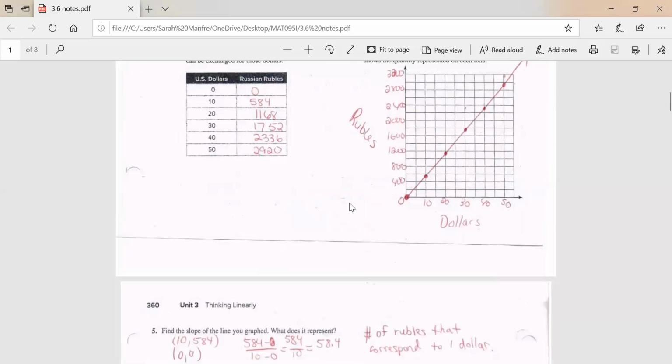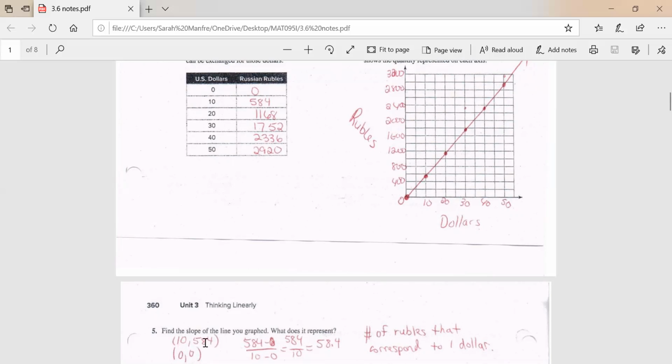All right, so question 5 down here says find the slope of the line that you graphed. What does this represent? Again, remember when you find the slope, you have to pick any 2 points. It does not matter which 2 points. These are the 2 points that I picked down here. And remember, it's the change in Y over the change in X.